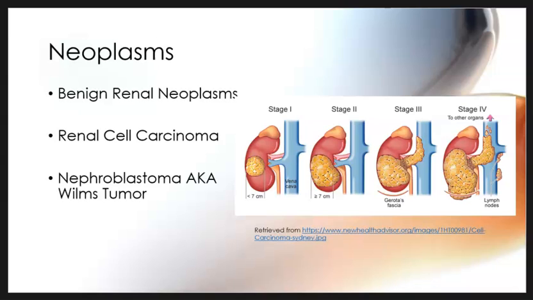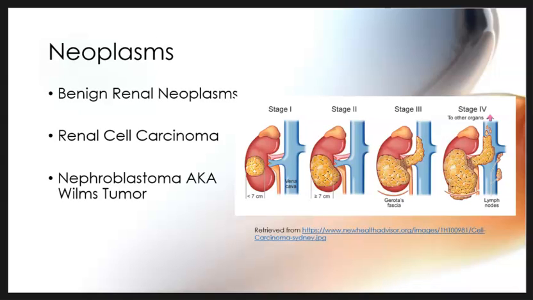Patients don't present with symptoms until the cancer is quite advanced. If we look at the picture, it shows how to stage renal cell carcinoma. So in the first stage, the tumor remains encapsulated. Then the second stage, the tumor begins to invade the perirenal fat. Third stage, the tumor has extended into the renal vein or regional lymphatics. And finally, the fourth stage is when it has metastasized to other organs.